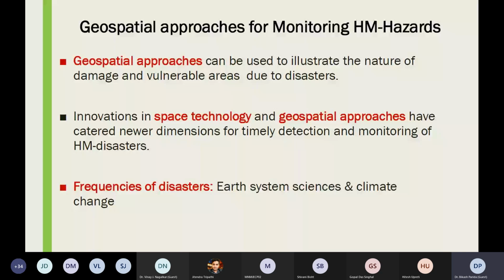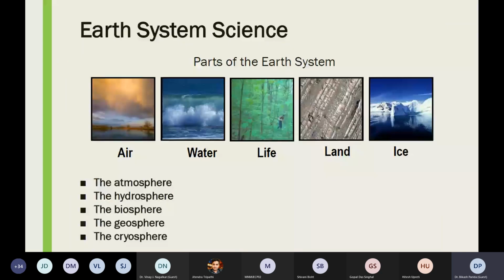Since the frequency of disasters is intensifying due to climate change, in the introduction part I will give a little flavor about climate change. We know that we have Earth system science, and in Earth system science there are 5 important parts: the atmosphere, hydrosphere, biosphere, and the geosphere, which is related to land, and then we have the cryosphere, that's ice and the glacier fields.